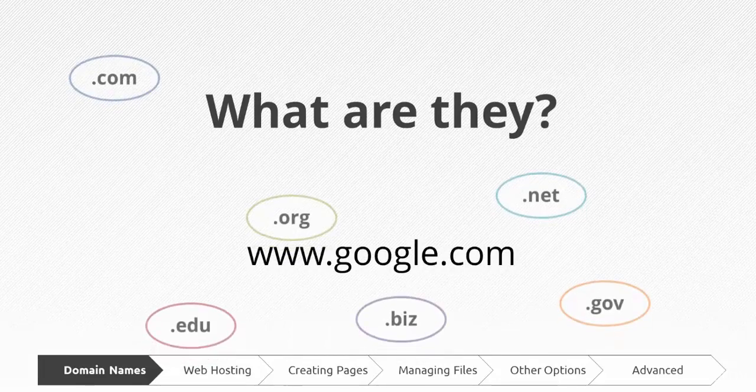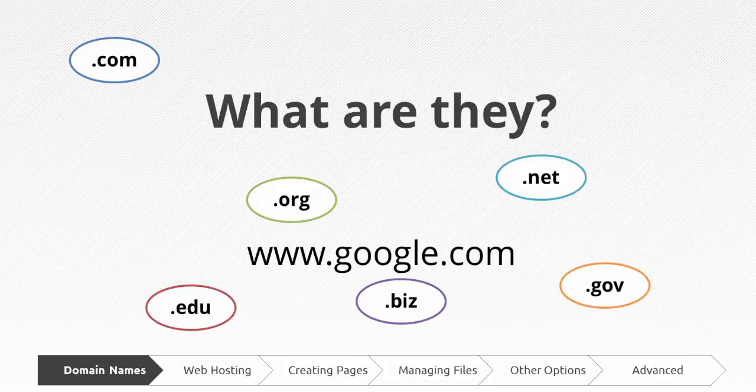www.google.com is an entire domain name. If you go and search online for domain names, you'll see images come up that say .edu, .org, .biz, .net, but that's only a portion of the domain name. www.google.com is an entire domain name.